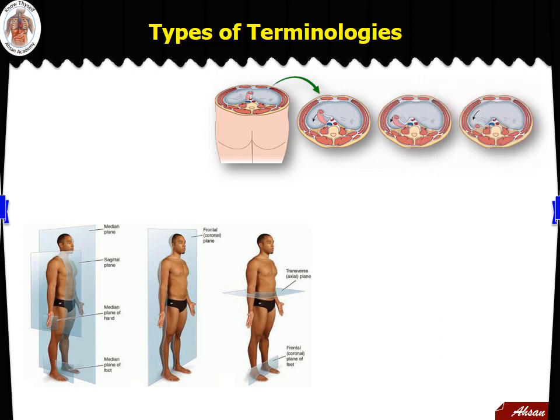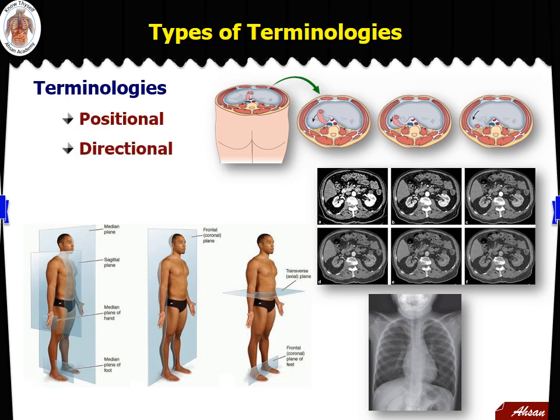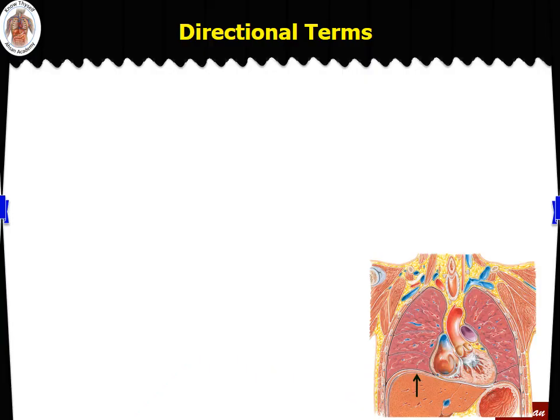We explain the terminologies under two big headings. One is the positional and another is directional terminologies. Actually, the directional terminologies help us to understand the position of a particular point.